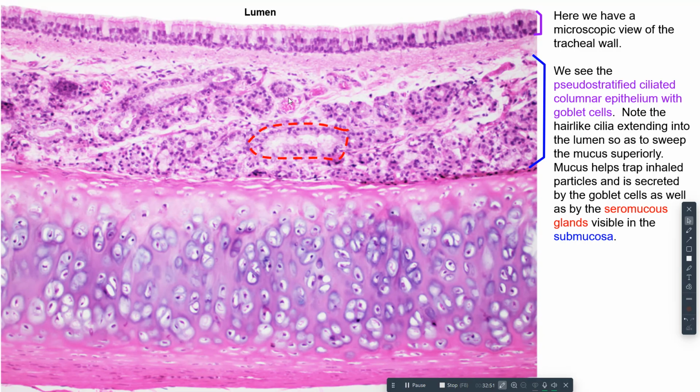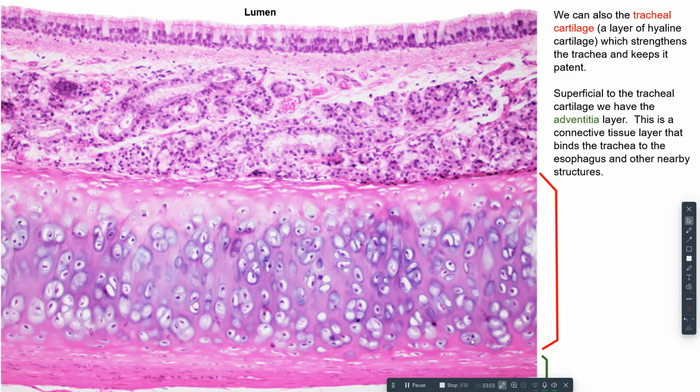See a nice blood vessel. Look at that little guy right there, a little arteriole right there. Okay, beneath the submucosa, we've got the layer of cartilage. This is the tracheal cartilage here. This is, of course, hyaline cartilage. It's there to strengthen the trachea and to keep it open, to prevent it from collapsing.